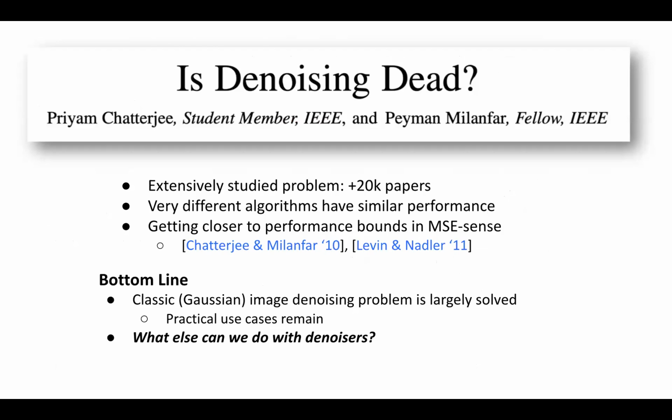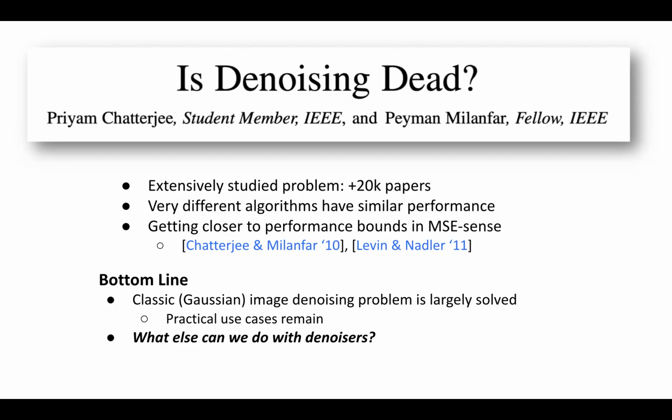But first, let me step back to about 10 years ago. My student Priyam Chatterjee and I wrote a paper, I think this was in 2010, and we asked the question, is denoising dead? And this was at the time a rather provocative question. Maybe it's not so controversial nowadays. But the idea here was that at the time, at least, and this has grown steadily, many thousands of papers had been written about denoising, and very different algorithms were basically yielding very similar performance. And we did some analysis that showed that the performance of almost all the algorithms was very, very close to the best possible performance you could get in the mean squared error sense. And we did this with some relatively fancy statistical bounds modeling.